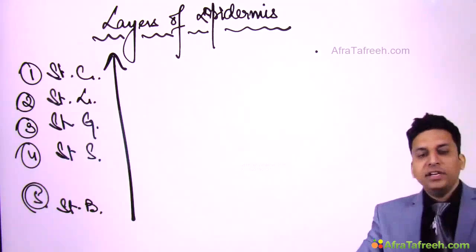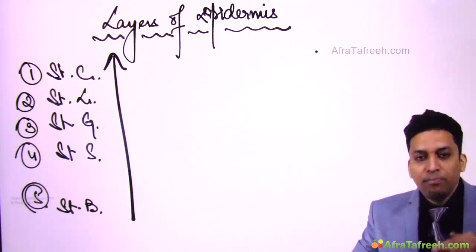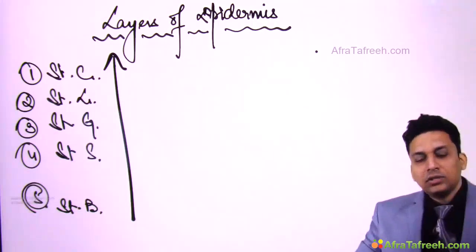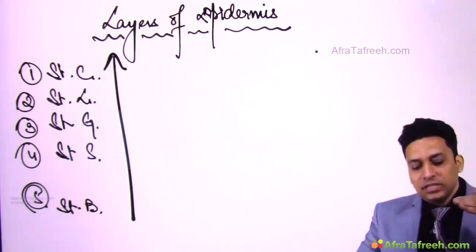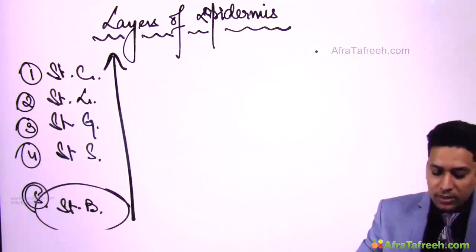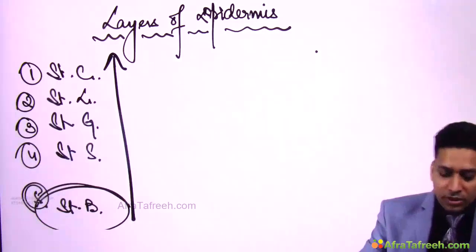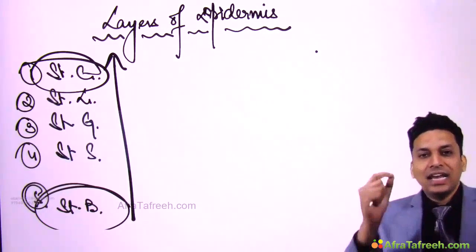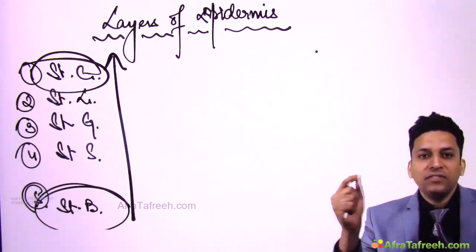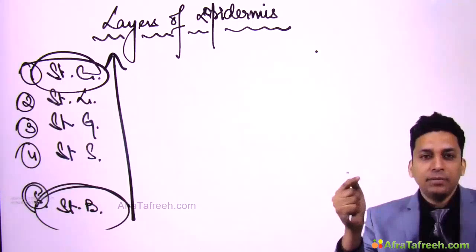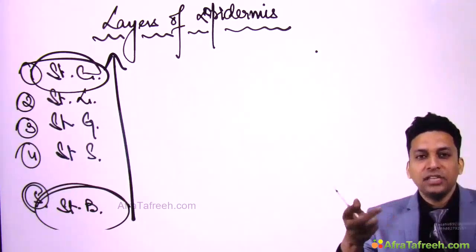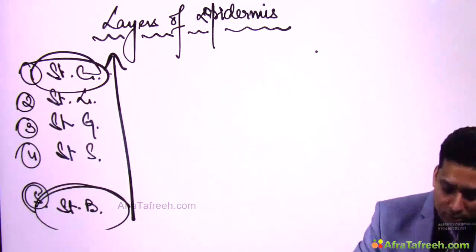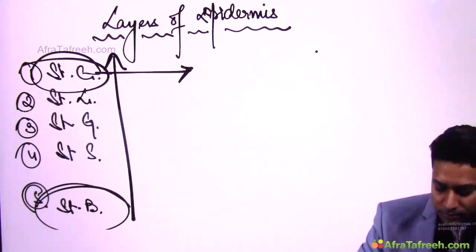Now remember one point, that they develop from below upwards. So when this epidermis develops, these layers develop from below upwards. So which is the first one to be formed? Stratum basale. And which is the last one to be formed? Stratum corneum, isn't it? And that is the reason why they ask you this question, that in a very low birth weight baby or in a preterm baby, which of the following layers of epidermis is deficient? And the answer is stratum corneum.